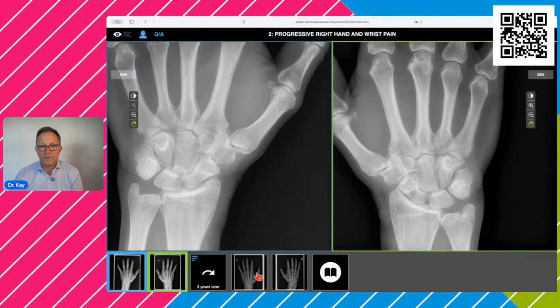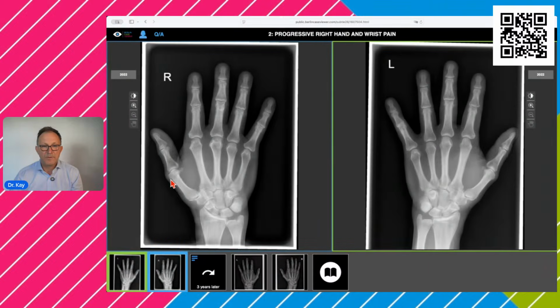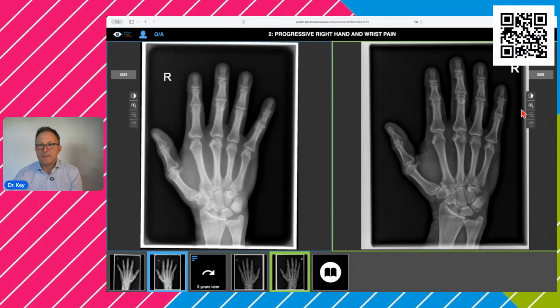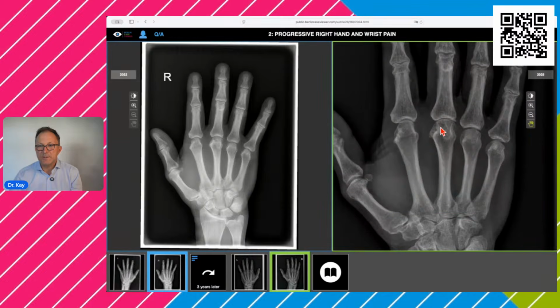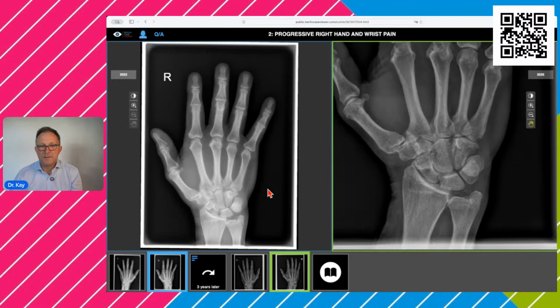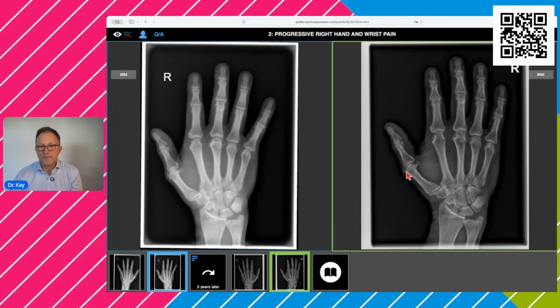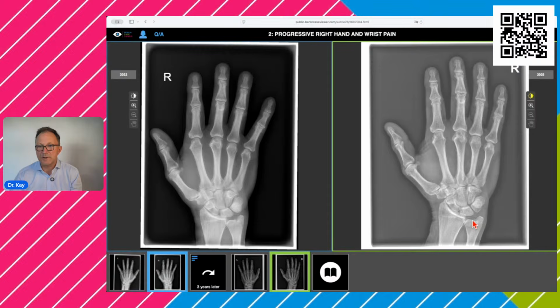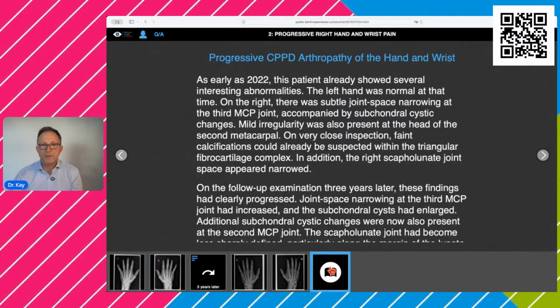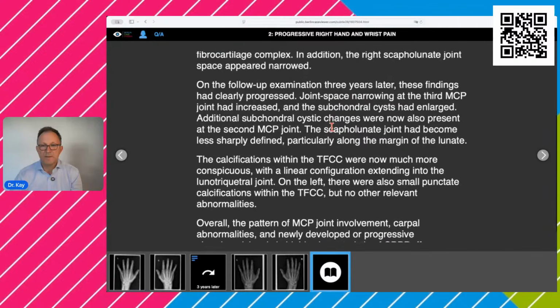And I'm so convinced, because I now have, of course, a follow-up. So this is the right side, and this is the right side after 3 years. And what we can see in the third MCP is even more joint space narrowing, larger osteophytes, larger cystic changes, all the cystic changes over here. And in the TFCC, we now have very severe calcifications over here. And this makes a diagnosis of CPPD. So that's a CPPD case with manifestation at the TFCC and the MCP joint.